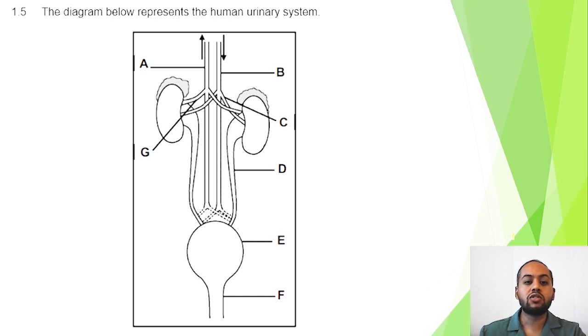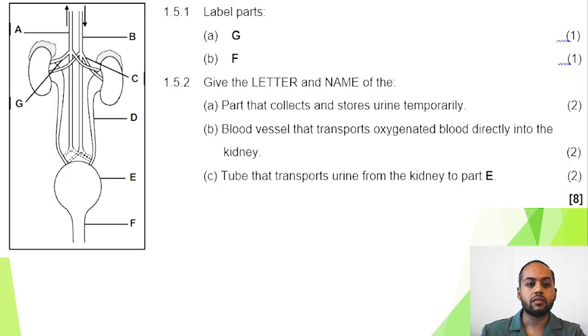We will now look at short questions that could possibly pop up in section A of your paper 1. So the first question we will look at is taken from question 1.5. It says the diagram below represents the human urinary system. So you can see here is the human urinary system. Firstly, we are labeling part G. There is part G. It's a tube that is eventually going to allow everything to leave the kidney. The tube that transports everything out of the kidney is regarded as the renal vein.